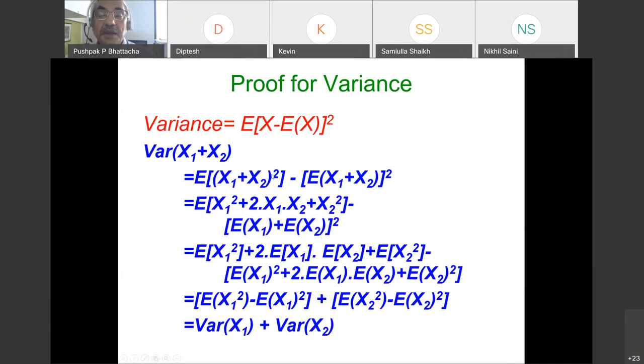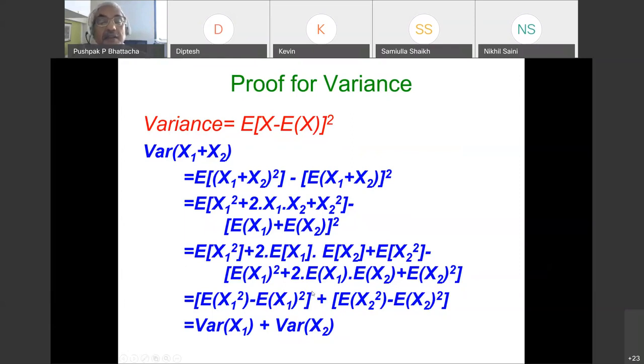Now (x1 plus x2) square can be expanded, (a plus b) whole square, x1 square plus 2 x1 x2 plus x2 square, minus expectation of x1 plus x2, which is expectation of x1 plus expectation of x2. Okay, this is a theorem which we know. Again, we apply (a plus b) whole square and expand (Ex1 plus Ex2) whole square. So when I have these terms, I see that 2 Ex1 Ex2 cancels from the two expressions, and then I have Ex1 square minus (Ex1) whole square plus Ex2 square minus (Ex2) whole square. So this is variance of x1 plus variance of x2.